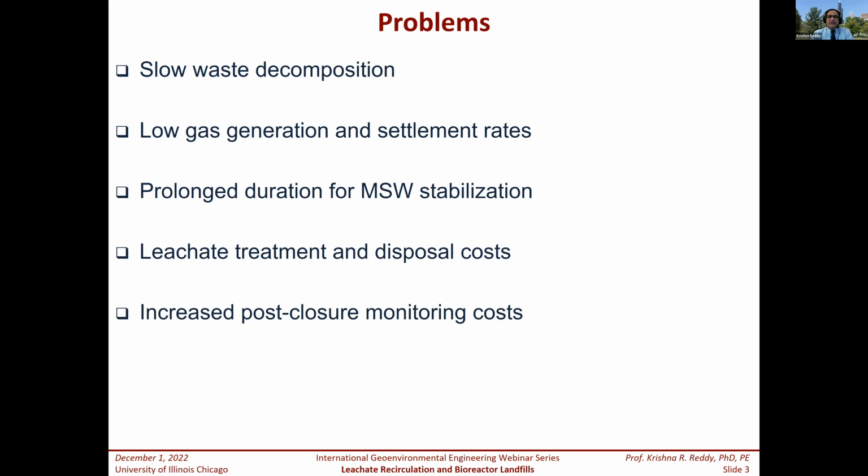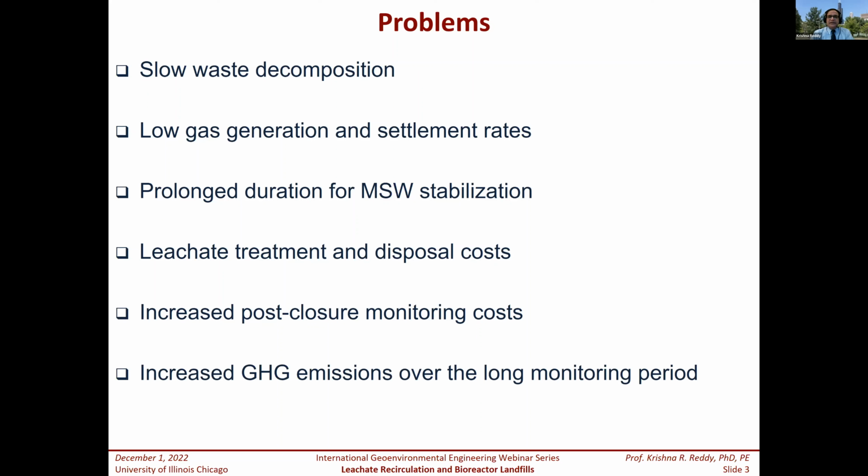And then, once you close and cap the landfill, you are obligated to monitor the landfill for 30 years or more. So you will have more post-closure monitoring costs, as a result of waste not stabilizing, and the need for monitoring the gas and the leachate, and then groundwater monitoring, all those things. And then, increased greenhouse gas emissions over a long period of time. So even though you have a final cover, there could be fugitive emissions, and you will have greenhouse gases emitted over a long period of time.